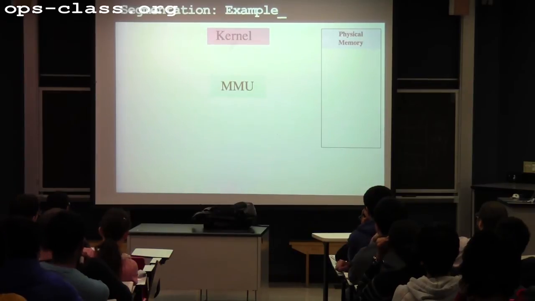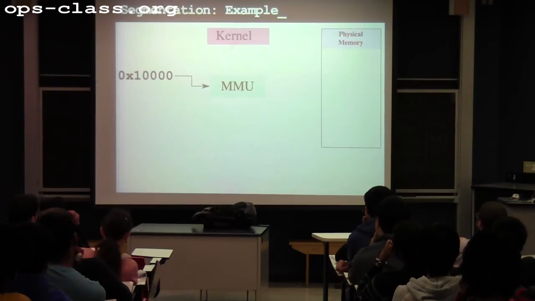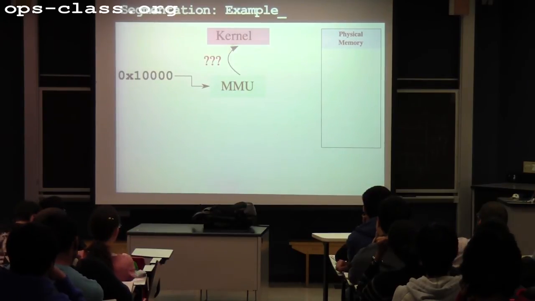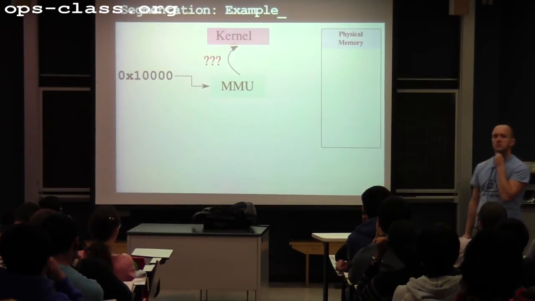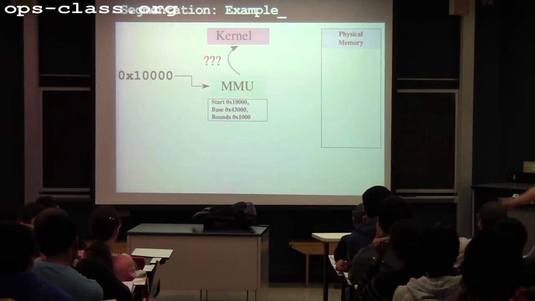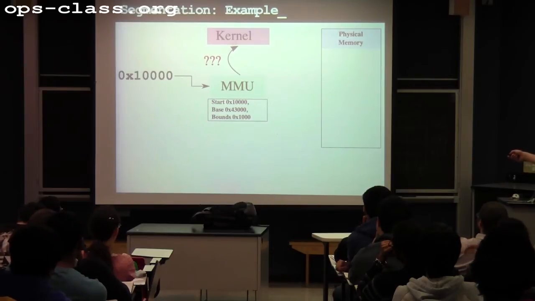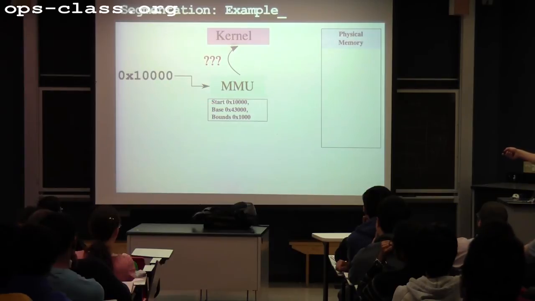Happily, I have an example, and it gets a little bit more complicated. So, what happens with 0x10000? What's the first thing I have to do? Exception. The MMU doesn't know what to do, and now what does the kernel need to tell it? Three pieces of information. I need to know where the segment starts, I need to know the base physical address, and the bounds. So this is a virtual address, this is a physical address, and this is a length, essentially.